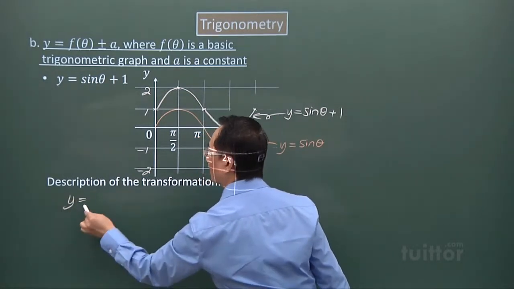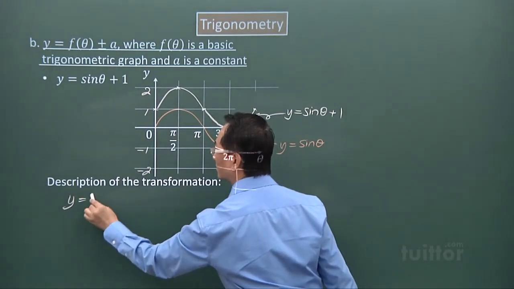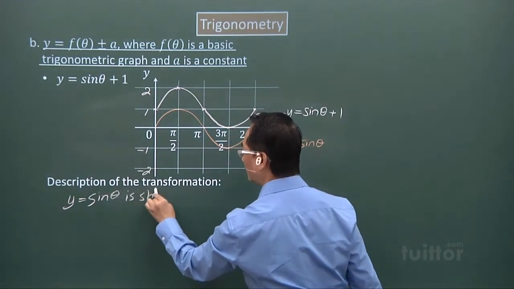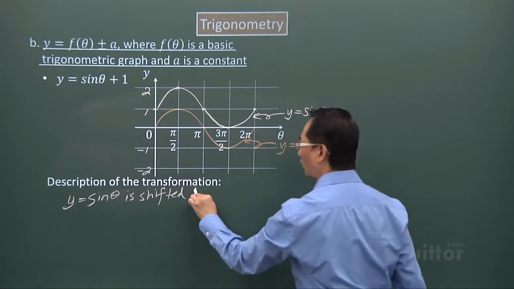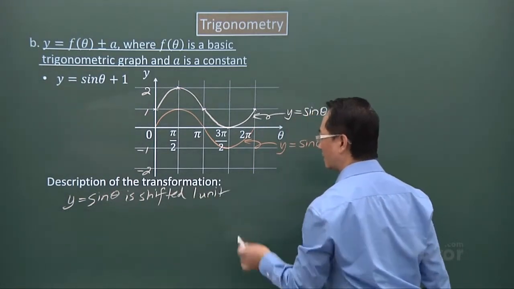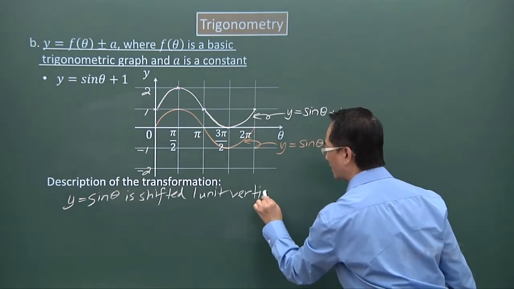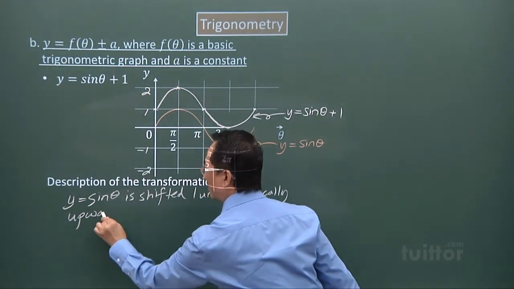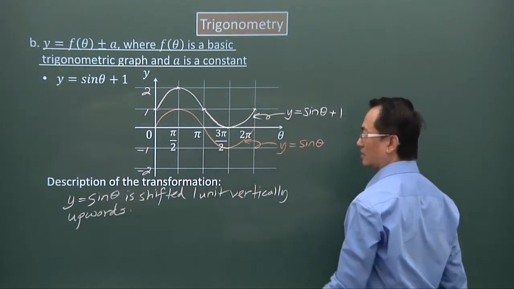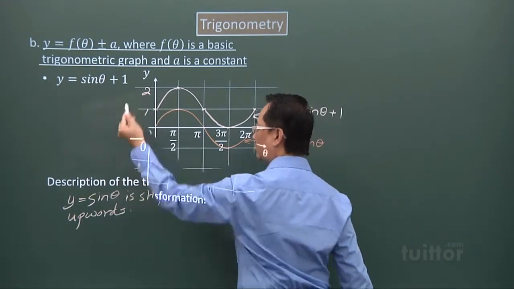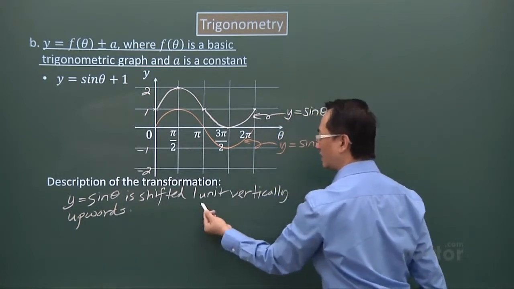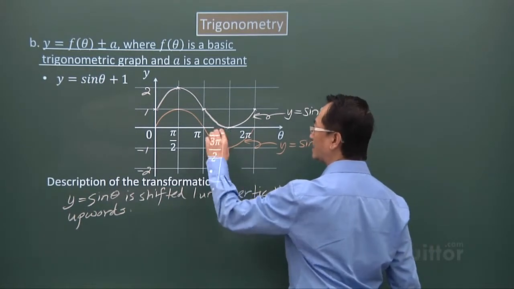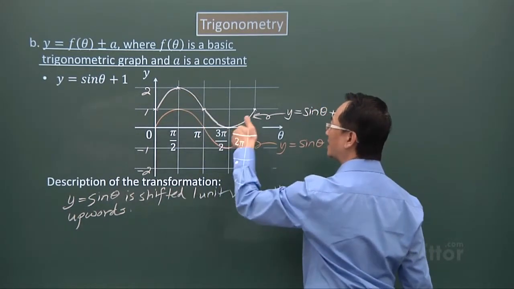y equals sine theta is shifted 1 unit vertically upwards. So what does the plus 1 do? The original graph is shifted 1 unit vertically upwards. So if you can move this graph, it is just 1 unit upwards. So you get this effect.